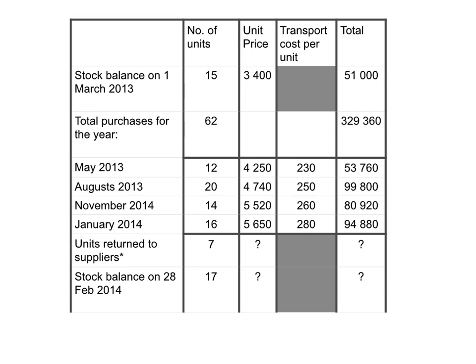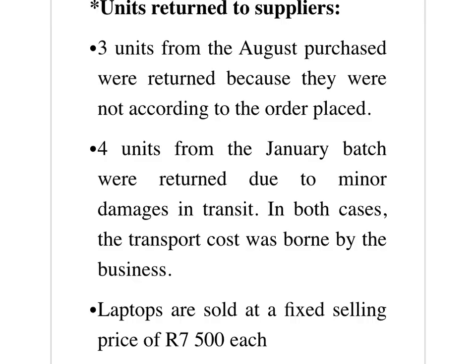So which month do we refer to in calculating the value of closing stock? If we have 17 units on hand, we start with January because it's the last month that we bought goods. So we will move to November if we still have some goods left. So let's go back to this slide. There you can see that 3 units from August were returned and 4 units from January were returned. And that in both cases, the transport costs were borne by the business.